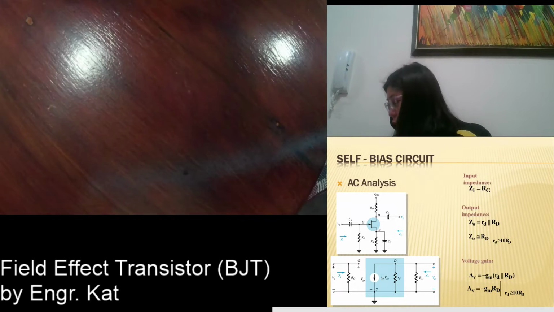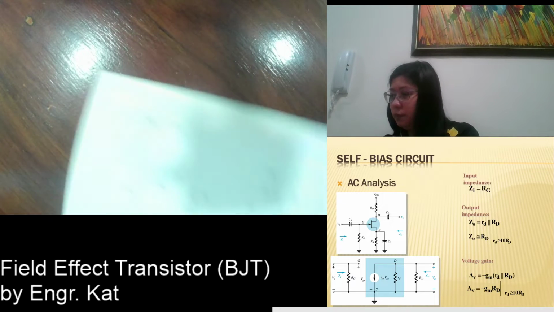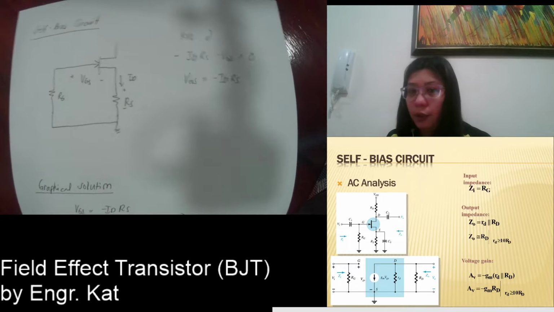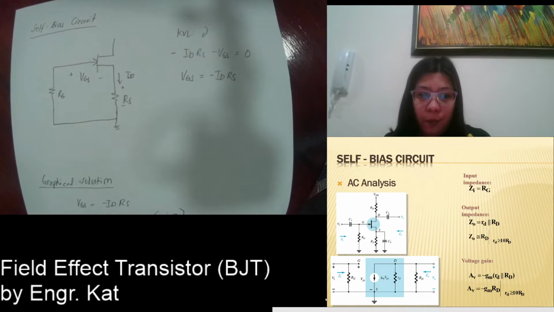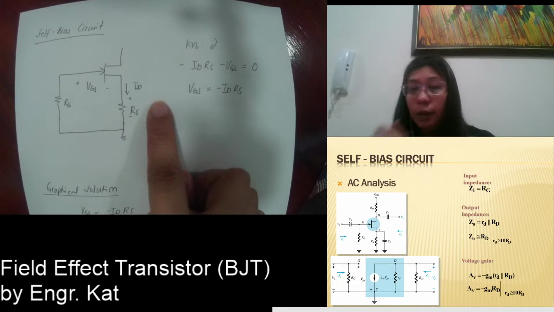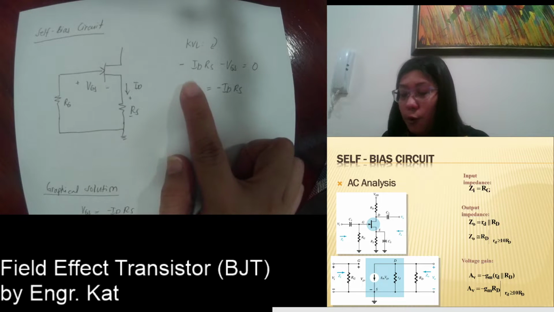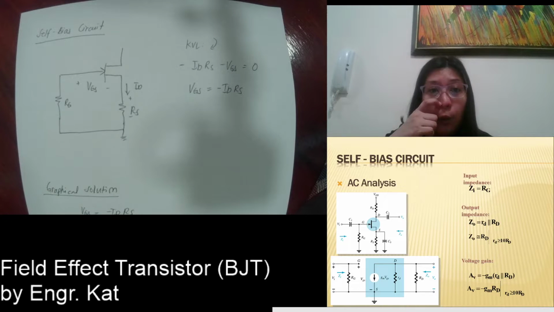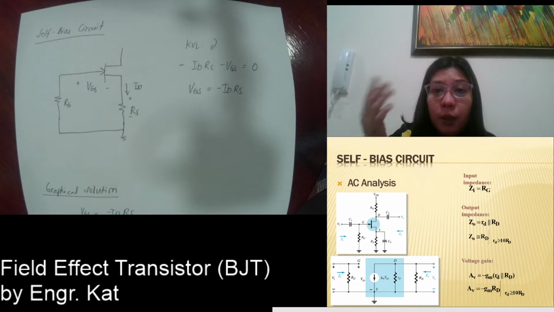okay, analyzing your self-bias circuit, okay? So simplifying your self-bias circuit, we have here your KVL. So that will give you minus ID multiplied by RS. Okay, so where does your VGS went?